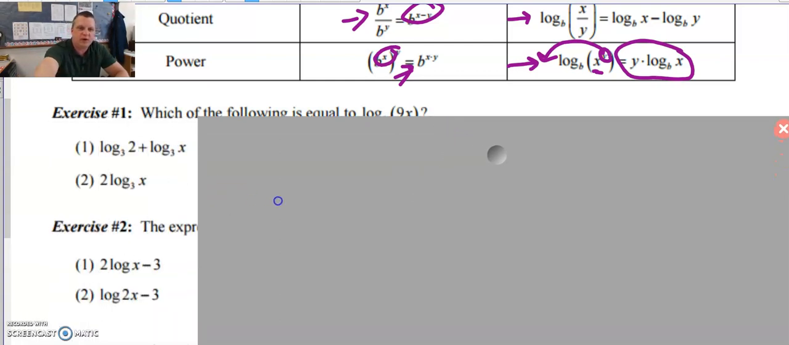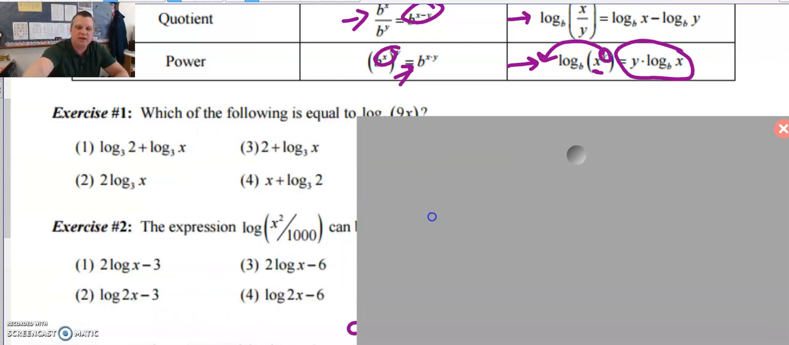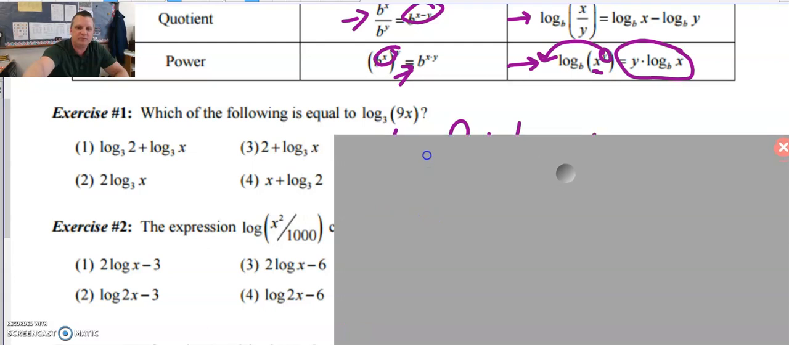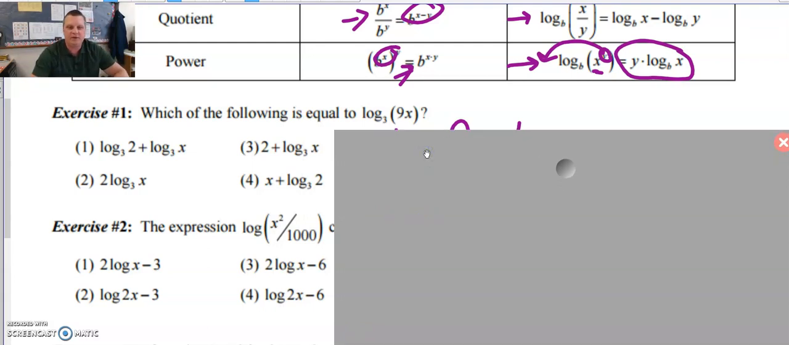So the first problem, and they're multiple choice, so they give the answers. That's usually how you're going to see it on the readings exam too. Which of the following is equal to log base 3 of 9x? With our calculators, you can put each one in such that x is 10, x is 20, x is 40, whatever you want, and plug them all in. Of course you can do that.